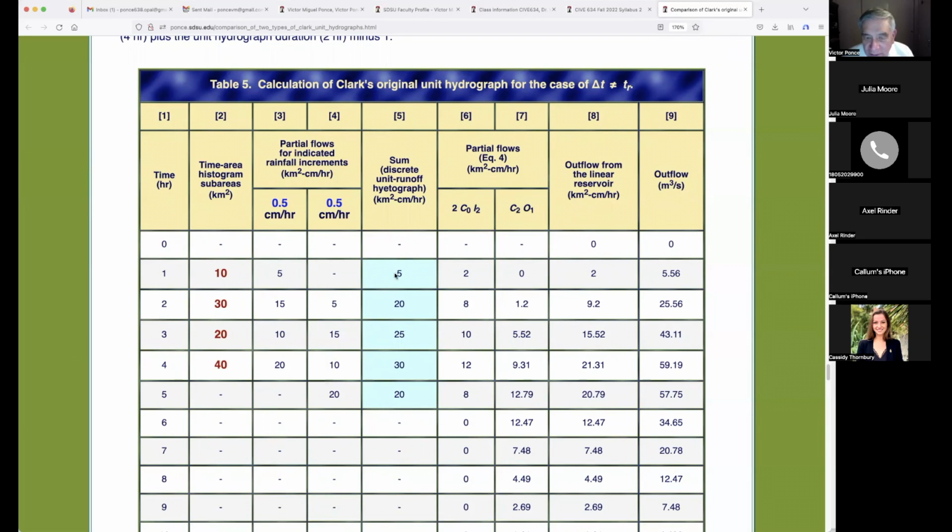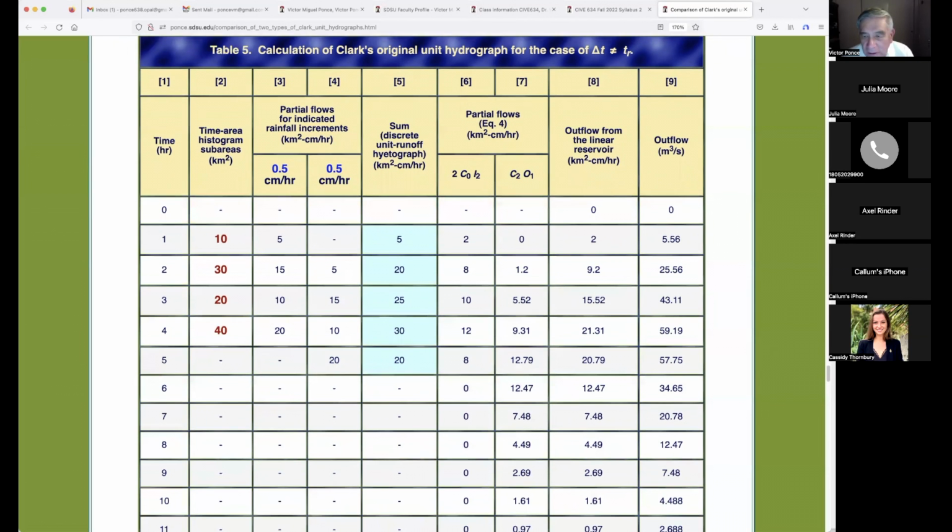Then we run it through a linear reservoir over here and we get the outflow. Well, I don't have to repeat that. We already did it. So you can see that over here you have 5, 20, 25, 30, 20. The peak is 30, right? And over here, the peak is 21.